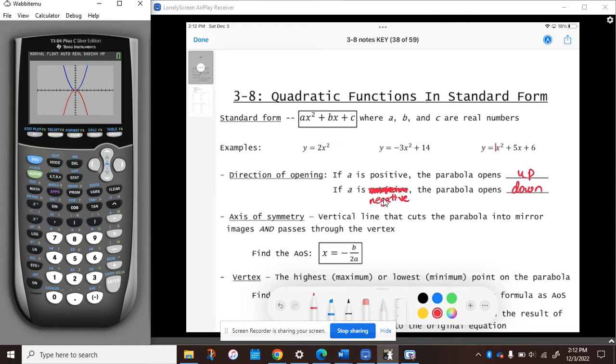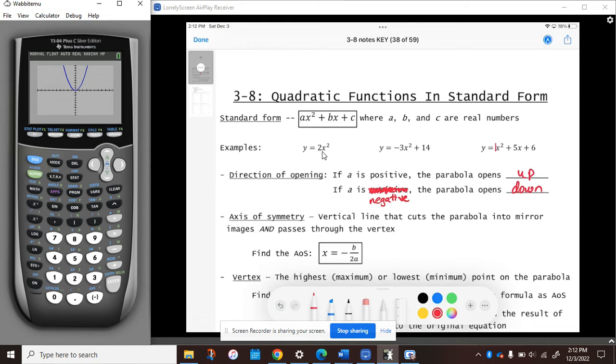Okay. The axis of symmetry we talked about a little bit yesterday. The axis of symmetry is the vertical line that cuts the parabola in half. Okay, so the vertical line that cuts the parabola in half, it goes right through the vertex point, that turnaround point, either at the bottom or the top of the parabola.